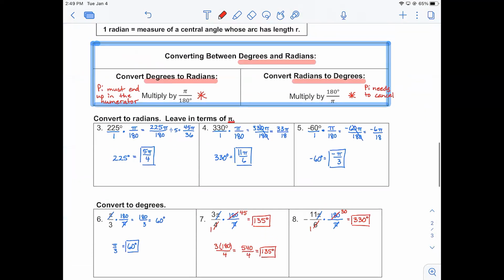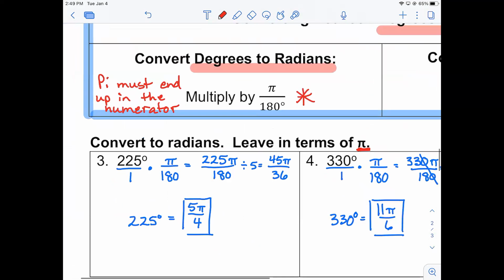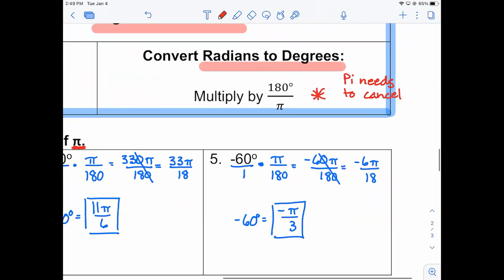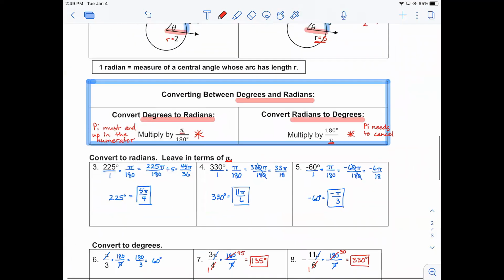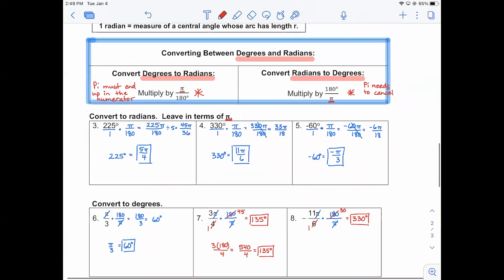Okay, so remember these 2 little rules. If you're going from degrees to radians, you want the pi to end up in the numerator. So you need your pi on top, which is why we multiply with the pi on the top. If you're going from radians to degrees, we want our pi's to cancel, so we have to have this pi on the bottom to cancel out with the one that's on the top. Okay, that's just a quick little hint to remember those.